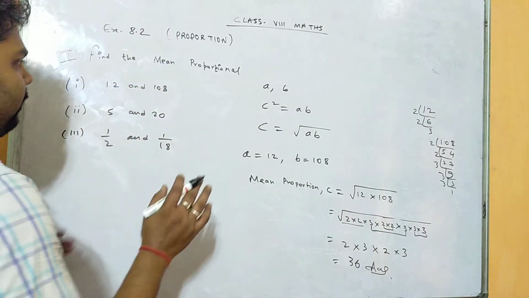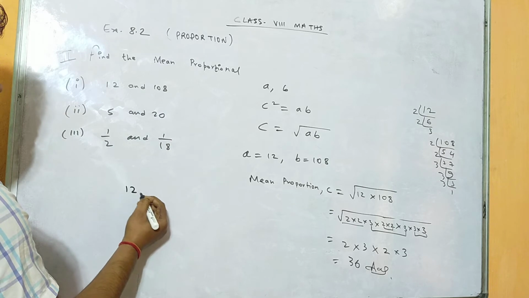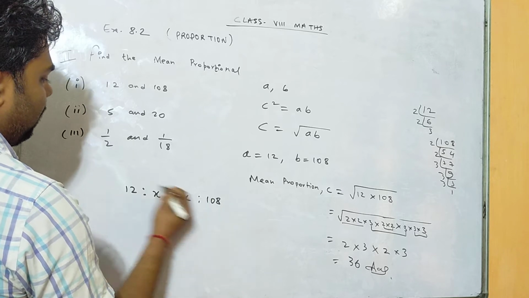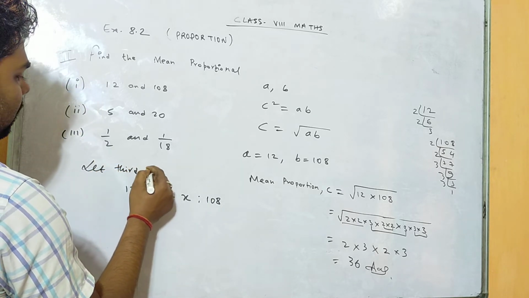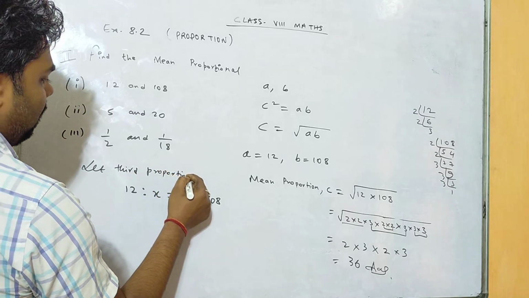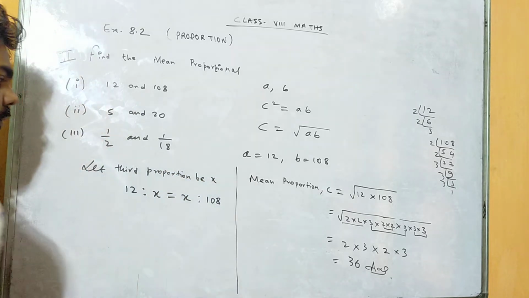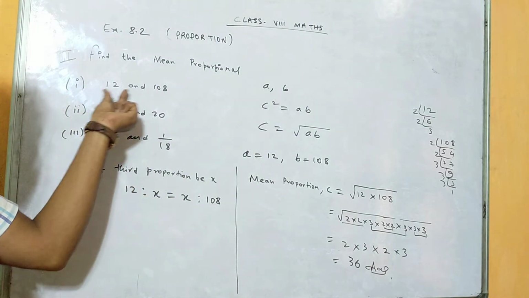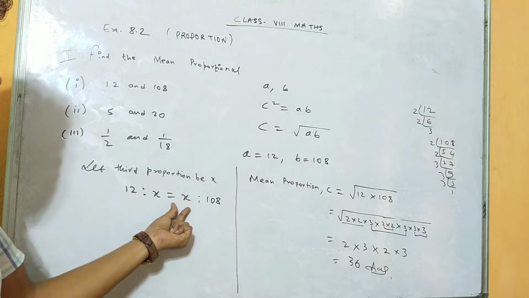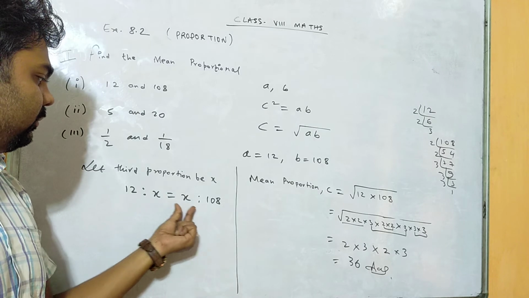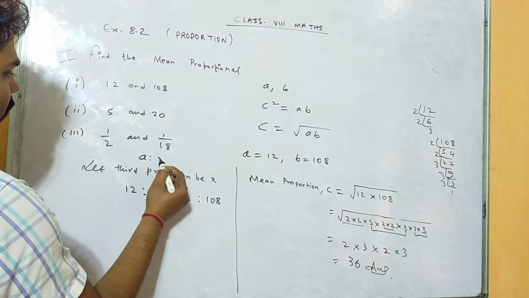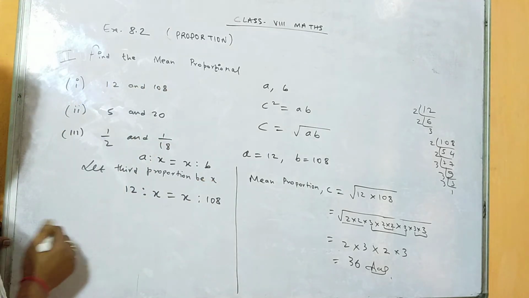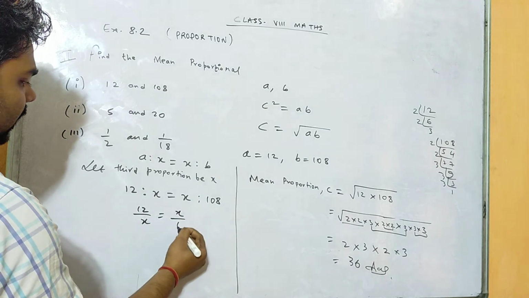Another method is saying that if you are finding the mean proportion, we have to find like this: 12 is to x equals to x is to 108. Let the third proportion be x. Then 12 and 108 was given, so 12 is to x, x is to 108. So in between you put x. The formula says A is to x equals to x is to B, if you consider this one as A and this one as B. So 12 by x equals x by 108.